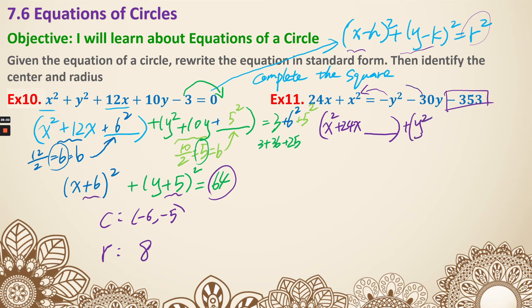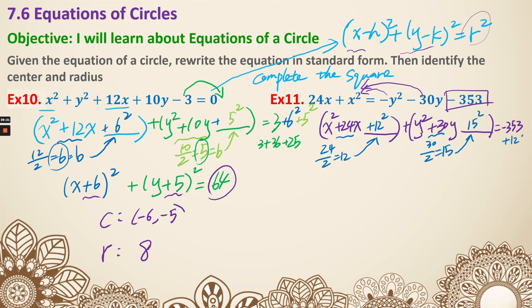And I still need to move the negative 30y over, so plus 30y, and leave a blank. The right side is going to equal negative 353. Now it's time to figure out what number I need. Middle number, 24 divided by 2, that's 12, and I need 12 squared. 30, middle number divided by 2 is 15, and I need 15 squared. As for the right side, I need to add 12 squared. I also need to add 15 squared.